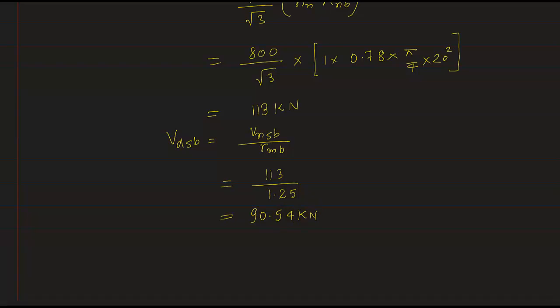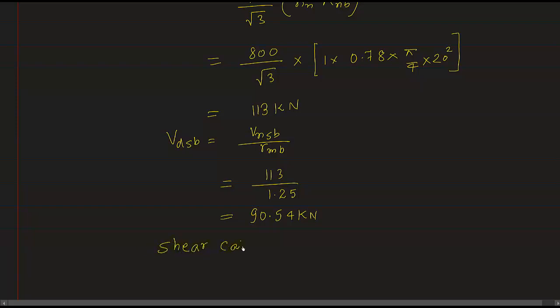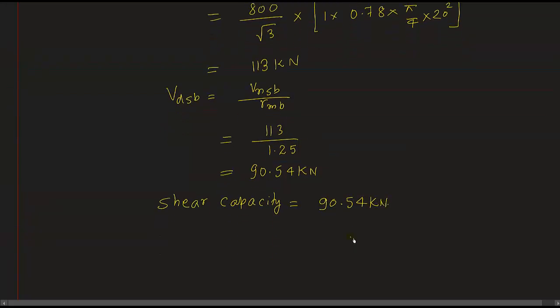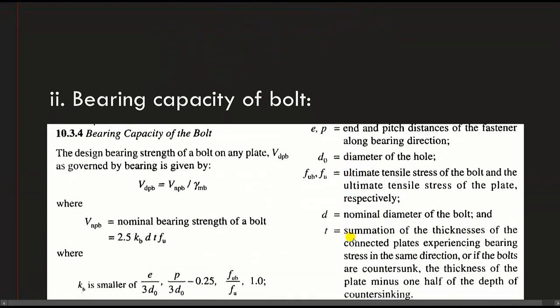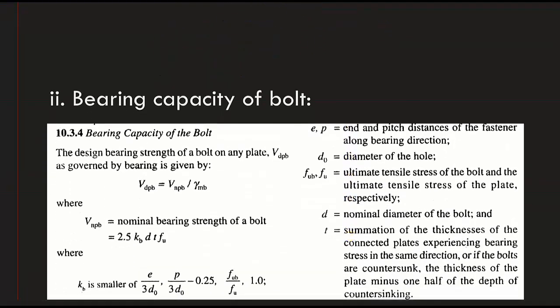So when slip is permitted, the shear capacity of the bolt is 90.54 kilonewton. Now we have to calculate the bearing capacity of the bolt when slip is permitted. The design bearing capacity can be found in clause 10.3.4. This gives me a formula: design bearing strength is equal to nominal bearing strength divided by the factor of safety.